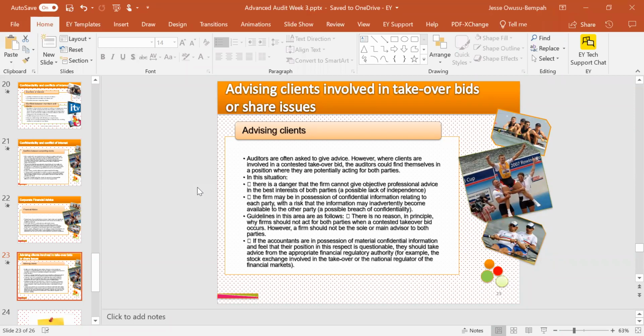So it's possible for the auditor to find themselves acting for the one who is taking over their client, basically. It's possible for the auditor to act for both parties. In such a situation, it might impair the auditor's objectivity, and the auditor might not give professional advice which is in the interest of both parties, because the auditor might possess confidential information about both of the parties. So it's a very, very tricky spot to be in as an auditor.